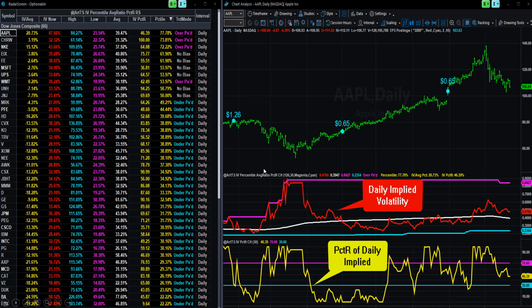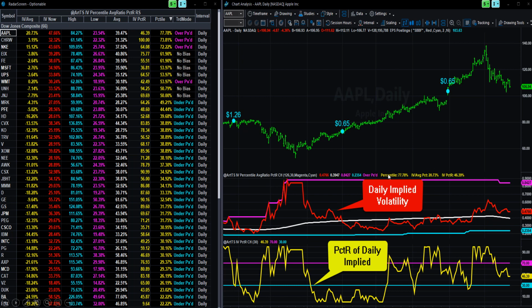So on the right is the chart. And so now the inputs for this indicator are a little different because I don't need to specify a symbol because it's just looking at whatever symbol is in the chart. So this is a daily chart of Apple, and it's looking at that implied volatility data, which is the red line here. And then the white line is that average.